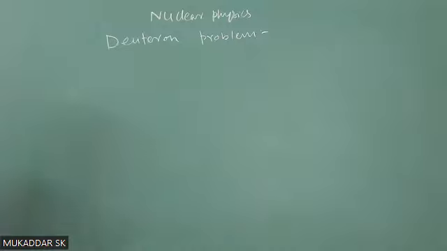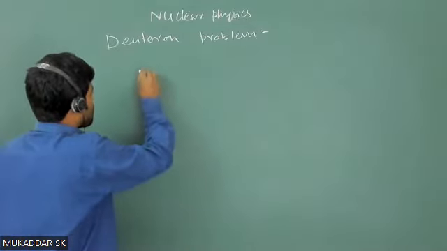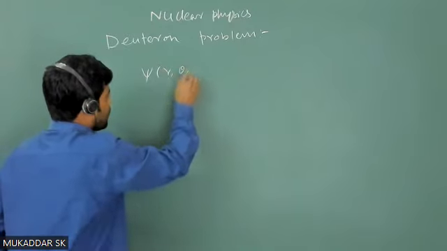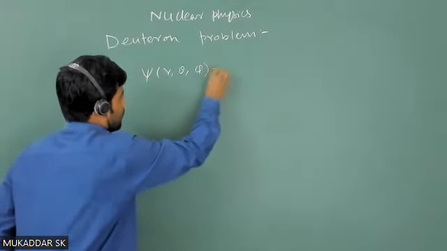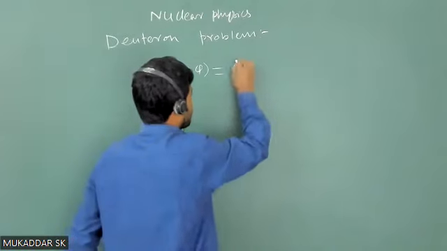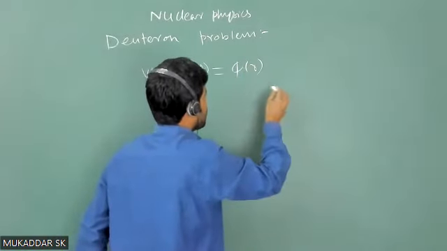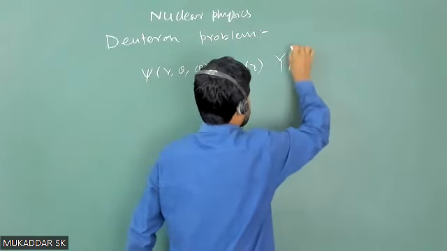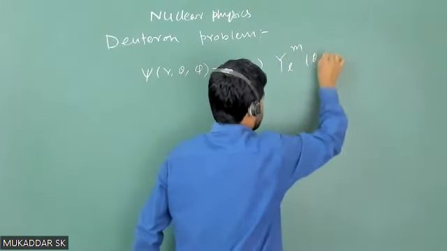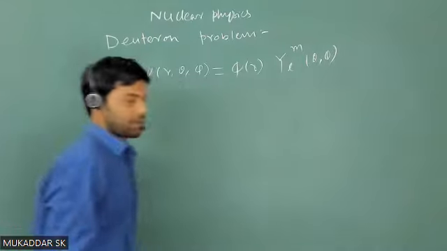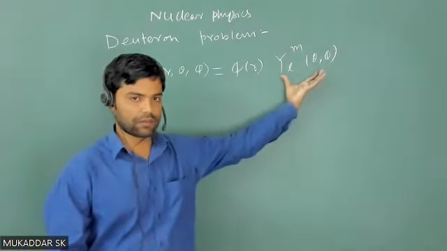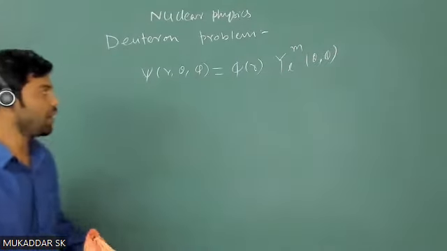Well, so now what I'll do, you have a psi that will have three components, R, theta, and phi. And I'll write that we'll have a phi of R into Y_lm of theta and phi. The R component, and this is the theta phi component. You know this, right? Spherical harmonics.